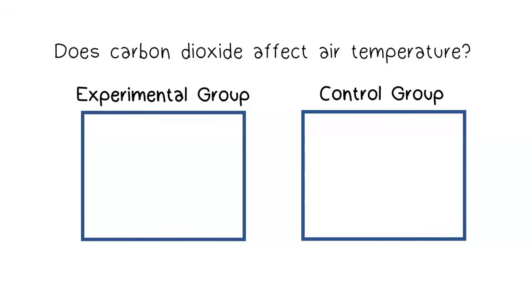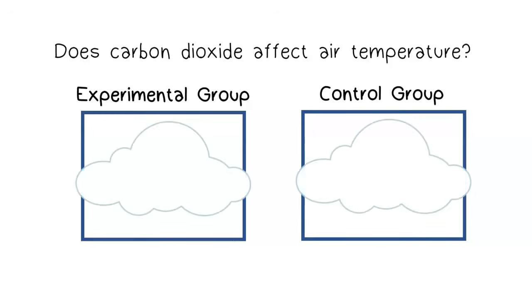Does carbon dioxide affect air temperature? We can test this out by setting up two groups, two samples of air. The experimental group will receive carbon dioxide, and the control group will not. We can then compare the temperature between the two groups.